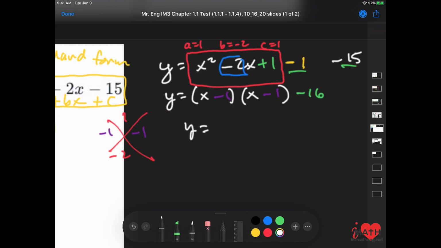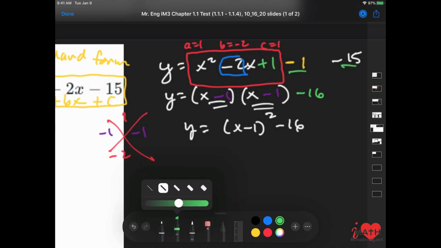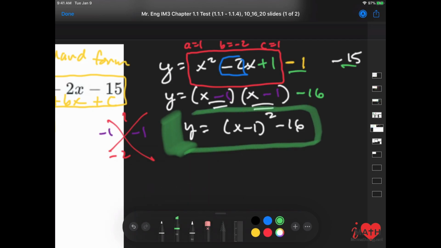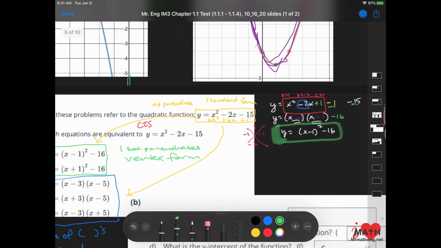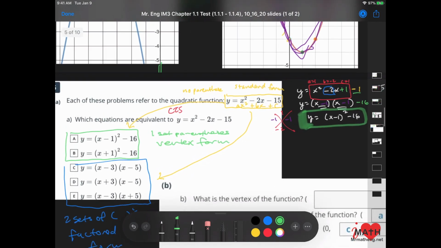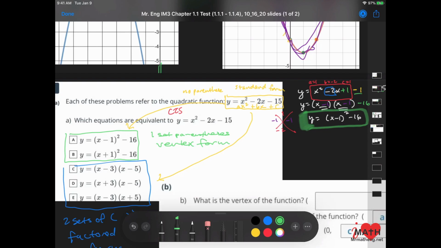Okay, then you just put it together. This is how you know you're doing it correctly: you have two of these that are the same expression squared, right? And this is my answer. It's really big. Okay, so let's see. We're trying to get vertex form. To get to one set of parentheses, you have to complete the square, which we just did, and the answer is A. Okay, so that means the other vertex form is not B.